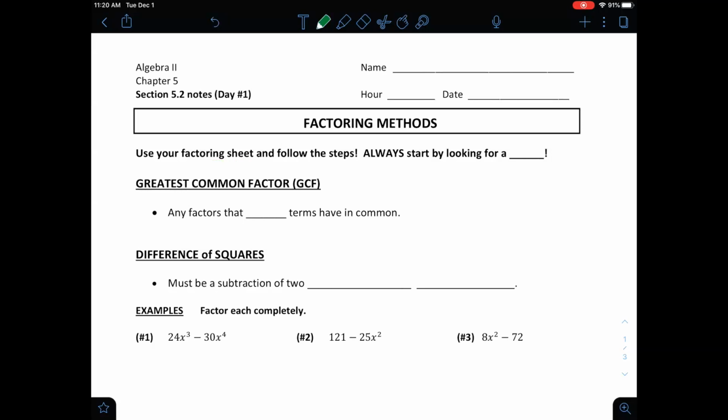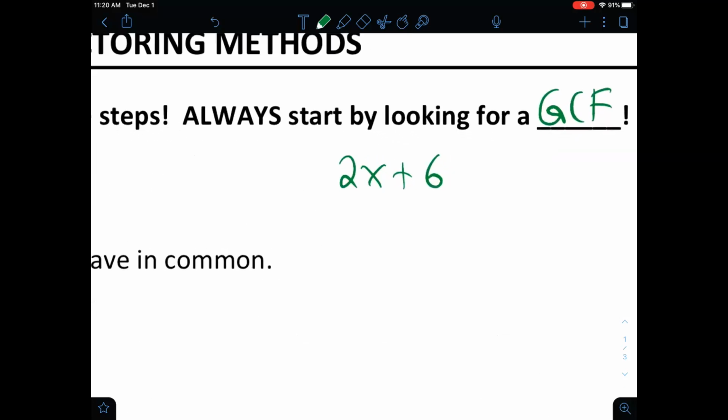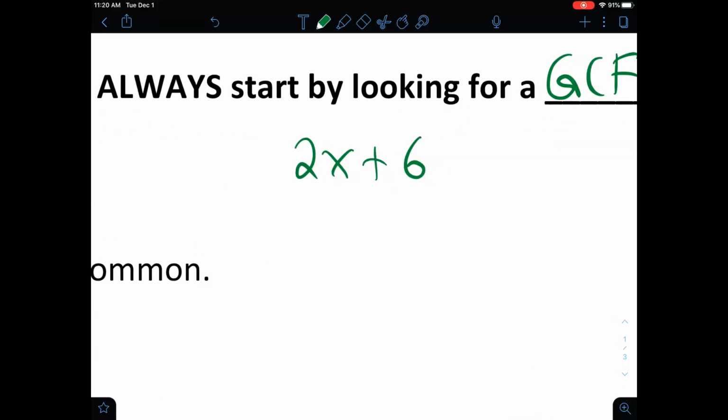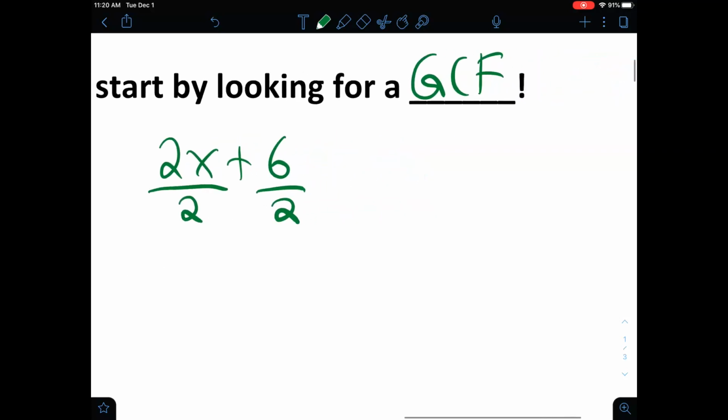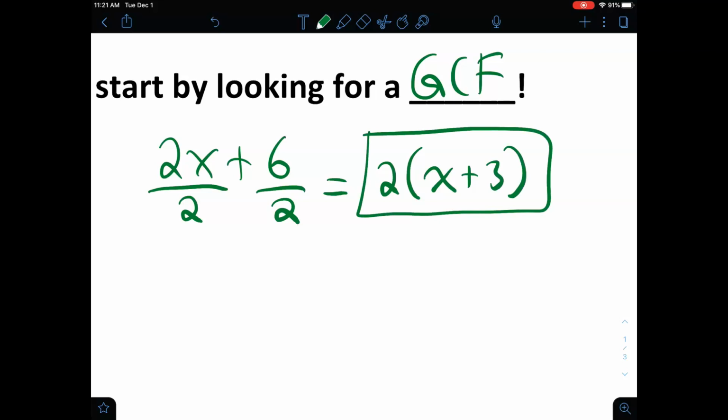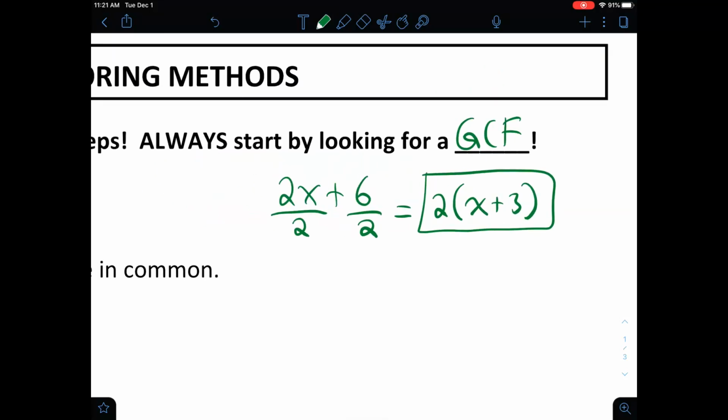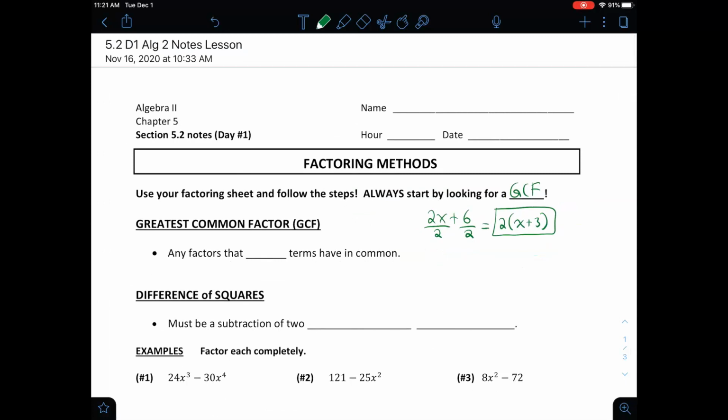Use your factoring sheet and follow the steps. You're always going to start by looking for a GCF, like we talked about, a greatest common factor. If we have 2x plus 6, the biggest number that goes into 2 and 6 is 2. The smallest exponent is no exponent. This one doesn't have an x, right? So the GCF is going to be 2. We divide both of these by 2, which gives us 2 times x plus 3, because 2x divided by 2 is x and 6 divided by 2 is 3. All right? A GCF is any factor that all terms have in common.